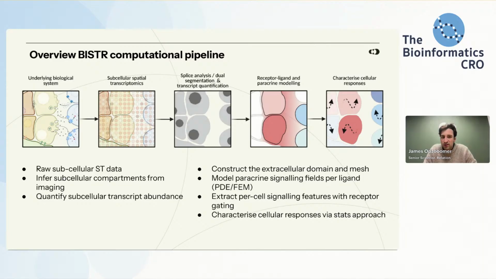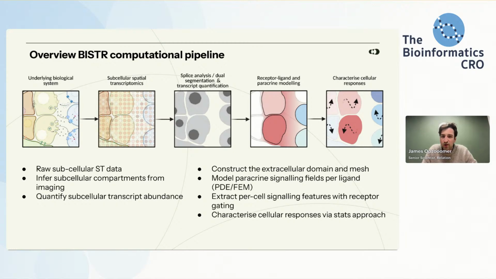So this is sort of a schematic representation of the BISTR computational pipeline. You have your underlying biological system, and you generate subcellular spatial transcriptomics data, say 10x Visium HD data. You then use an image segmentation vision transformer, for instance, to identify nuclei and cell boundaries and infer subcellular compartments. You then quantify the transcripts on the nuclear and cellular level.